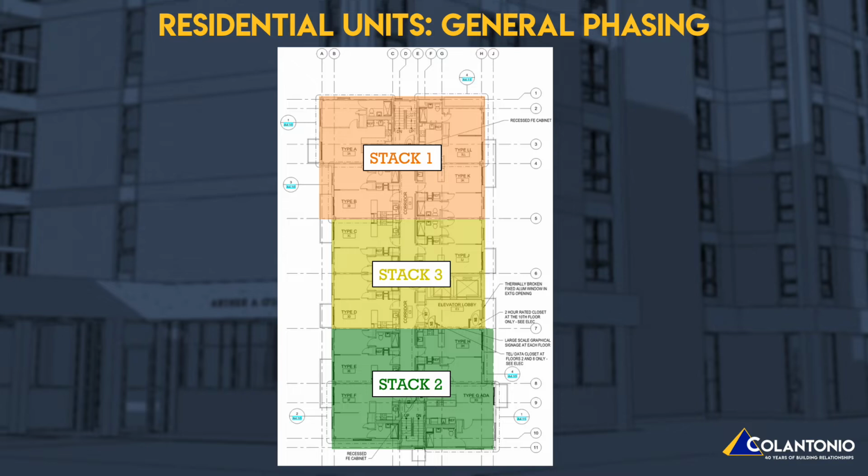Stack 2 consists of 4 units on each floor as well. These are units E, F, G, and H. Lastly, Stack 3 consists of 3 units on each floor. These are units C, D, and J.